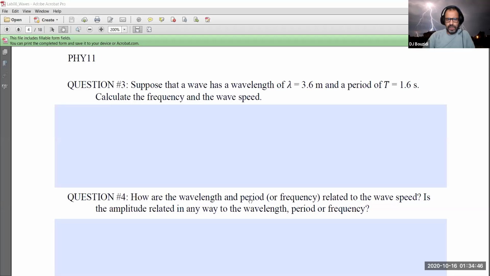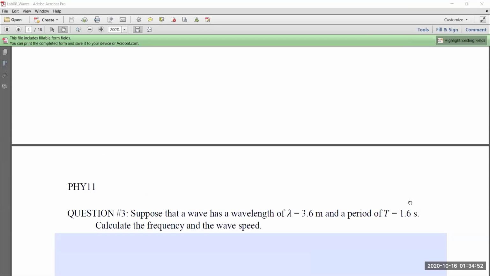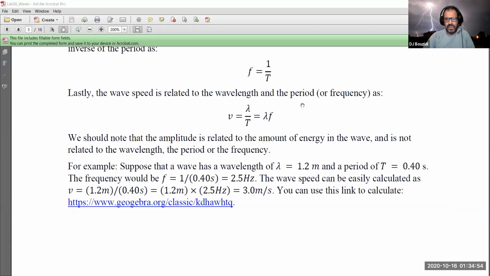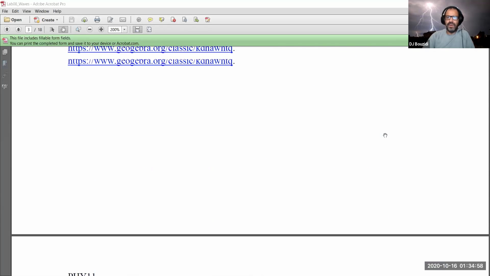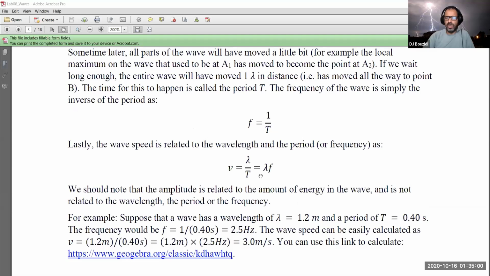Now, this is a general question. How are the wavelength and period or frequency related to the wave speed? So you need to explain what this relationship means. This has a different name. Sometimes it's called the dispersion law. So this is the dispersion law.